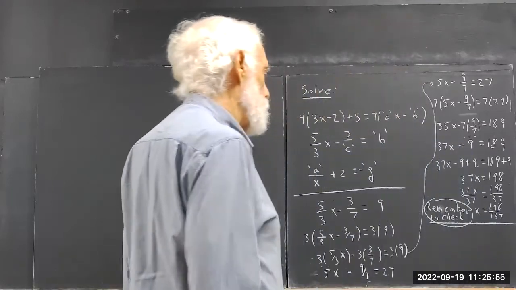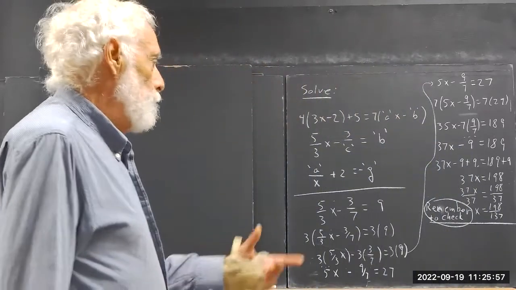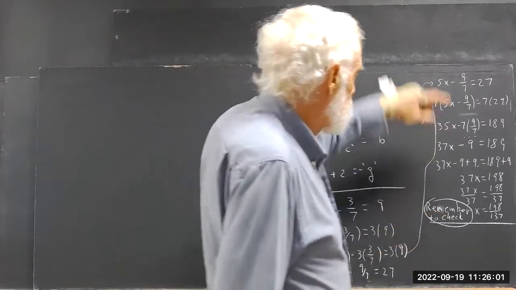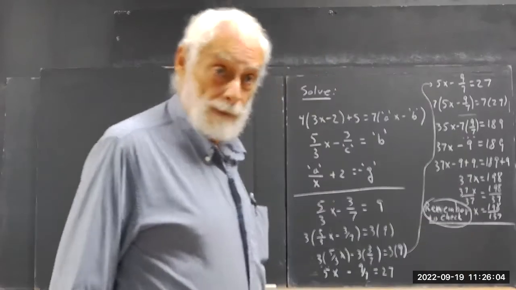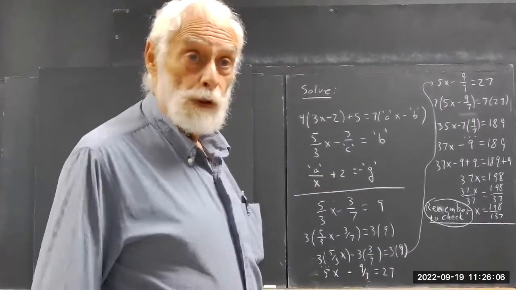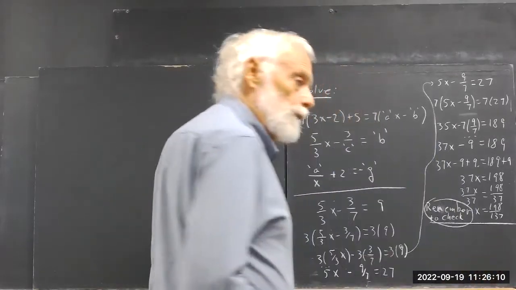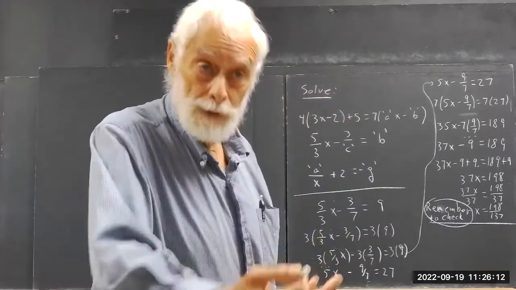I'm going to check. Okay, now I multiply both sides by 3 and I multiply both sides by 7. We do that all at once. So I can start again. I'm going to write out the first couple steps and ask you to finish it.